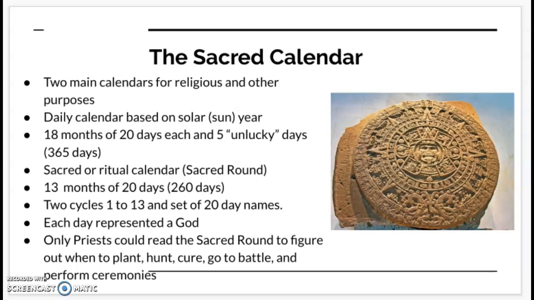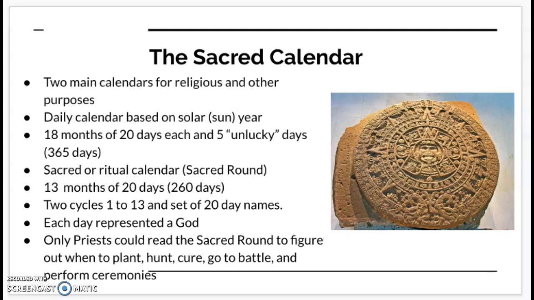The Maya were also known for their calendars. They had two main calendars: one was for religious meetings and the other was for other purposes. The daily calendar was based on the sun, or the solar year. This one was 18 months of 20 days each, and 5 days they called unlucky days because they didn't fit in.